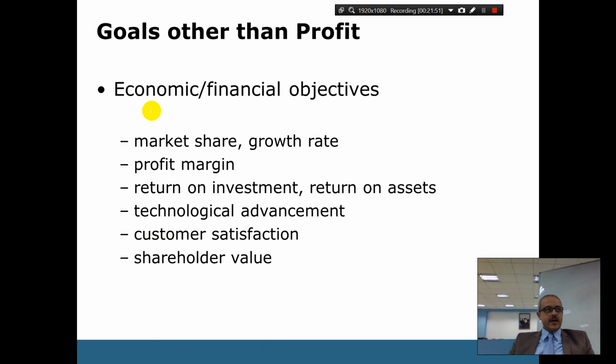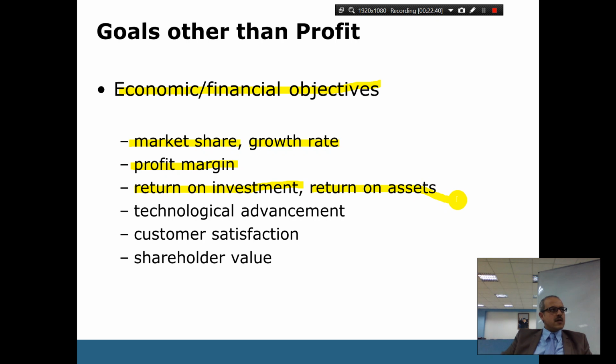Okay? Yes? Before we move forward, so here, some of the other goals, we've got economic financial objectives. They want market share, growth rate. Do you guys know what these are? Do you know what market share is? Yes. So how many people are selling, how much is the market size, and how much is your share as a business? What is the market share for Pepsi? Pepsi. 50% maybe? Okay. Profit margins. We're talking about how much profit you make per unit that you sell. And return on investment, how much profit you get on every dollar you invest.